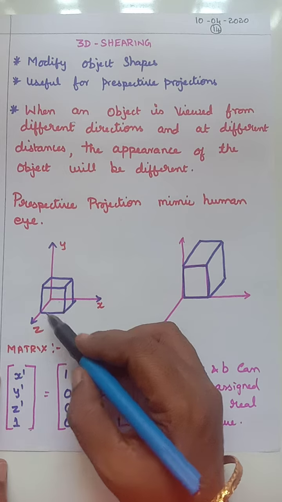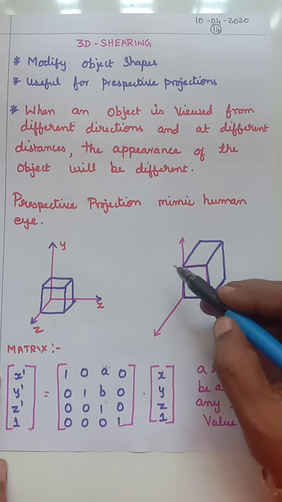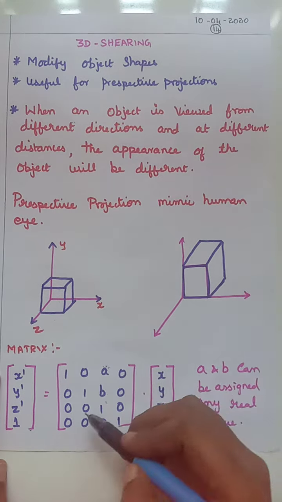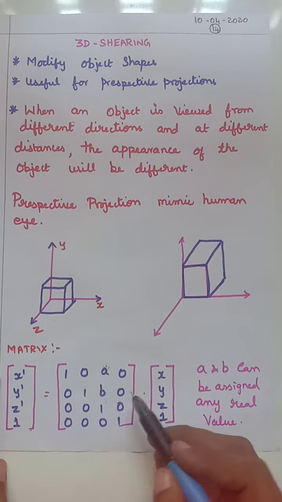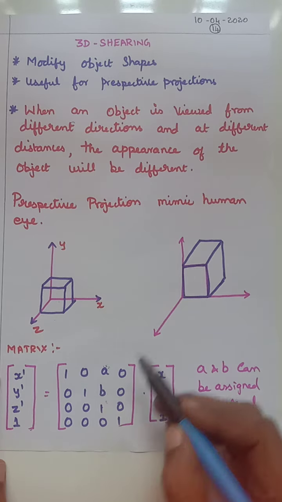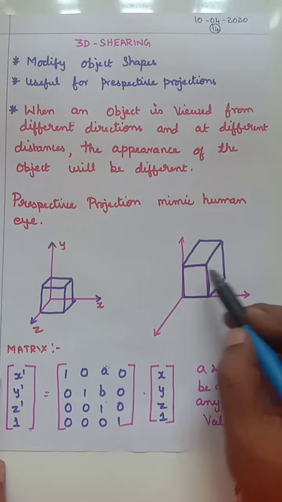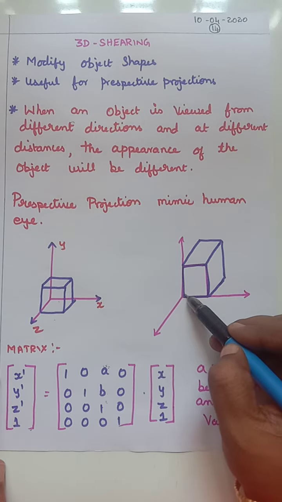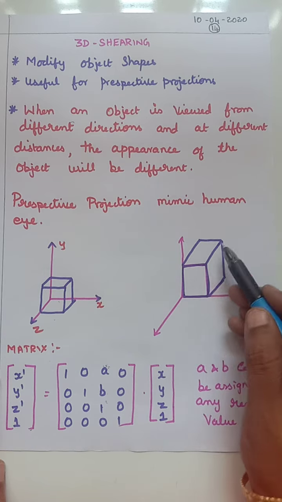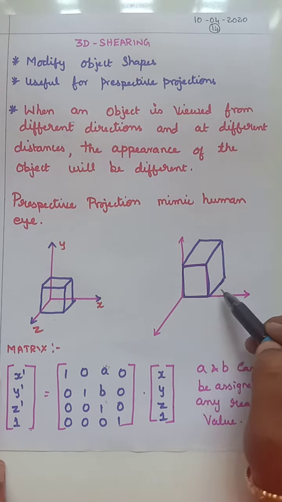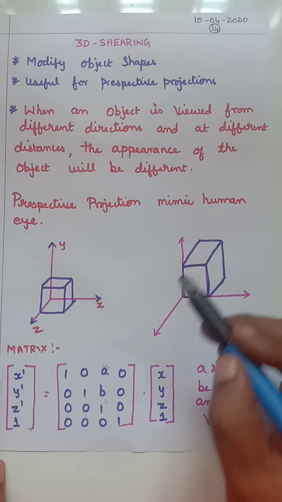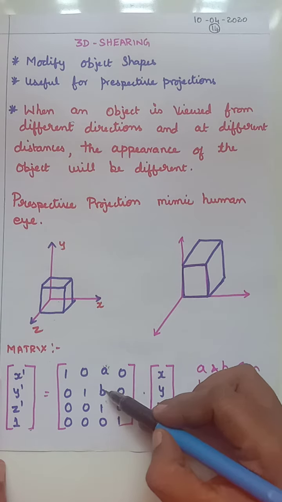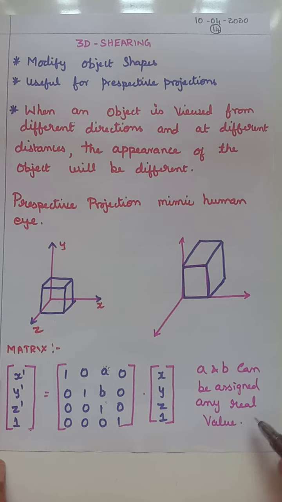What happens here? This is the object represented here. I am going to shear it to this position. Z is kept as constant, but there will be a change in the x-axis and y-axis. The object is moved backwards to the origin. The z-axis is kept constant, but since the object size is modified, the x value gets modified and the y value gets modified. So that is why it has been represented as a and b. A and b can be assigned any real value.